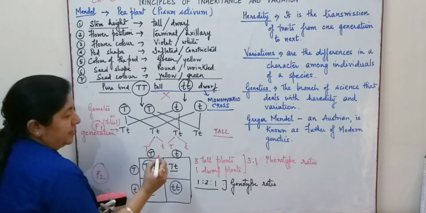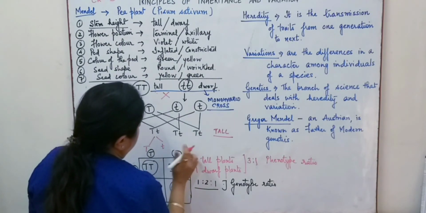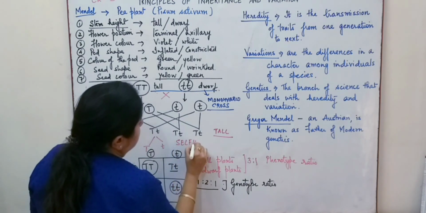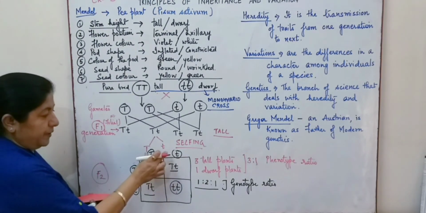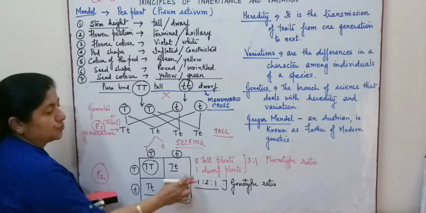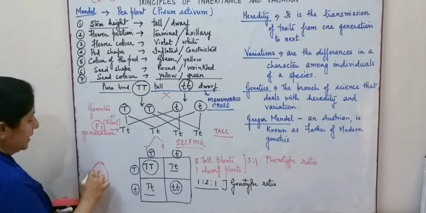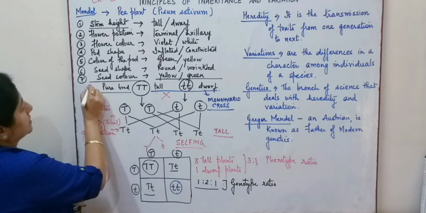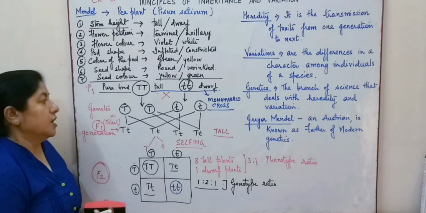On selfing, that means this was selfed. I write over here, on selfing or self-pollination, the following gametes were obtained, and the combination resulted into 3 tall plants and 1 dwarf plant in the F2 generation. The first generation is known as the P1 generation or the parental generation.